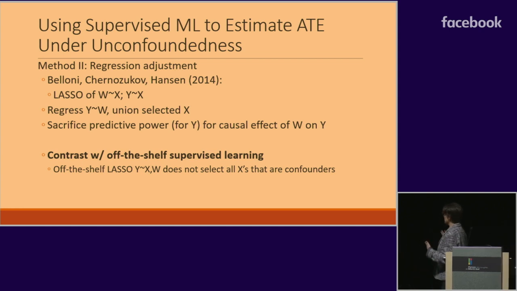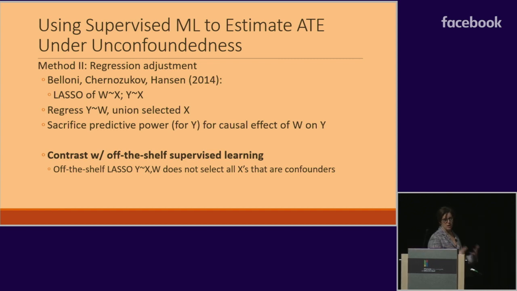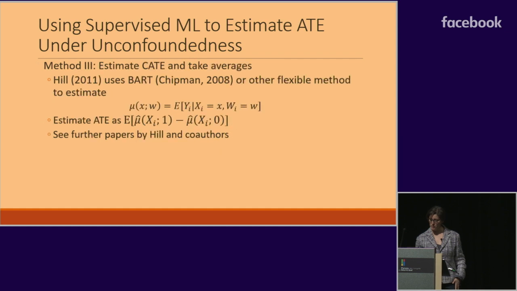So this is a nice, very easy to explain example that's a contrast between off-the-shelf supervised machine learning and causal inference. And it's really because our goal is different, and you can think about this as changing the objective function. Now, this is not the highest performing method, but it's just a simple example.